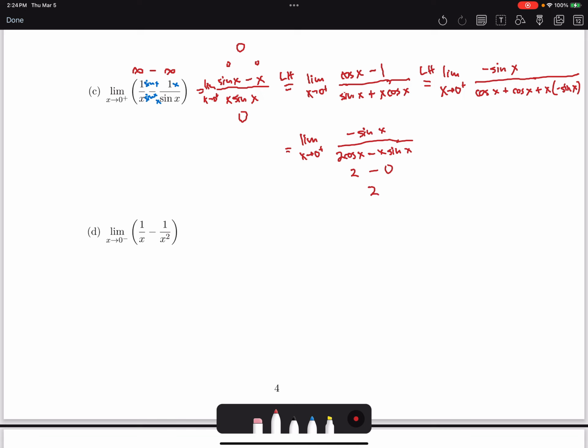Well, that's not going to be indeterminate, right? Because our denominator isn't 0. In the numerator, we get sine of 0 is 0. So looks like we just get 0 over 2, which is 0. Okay.